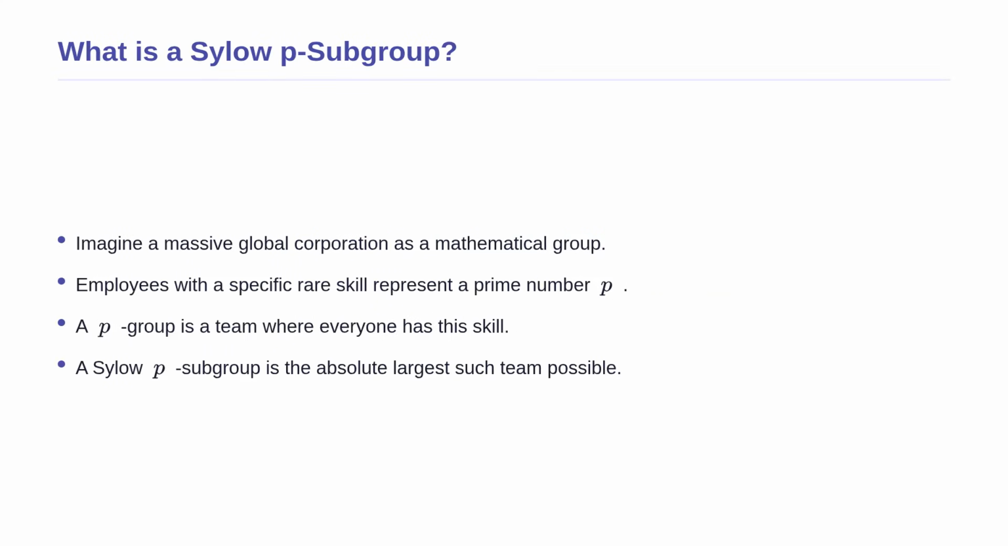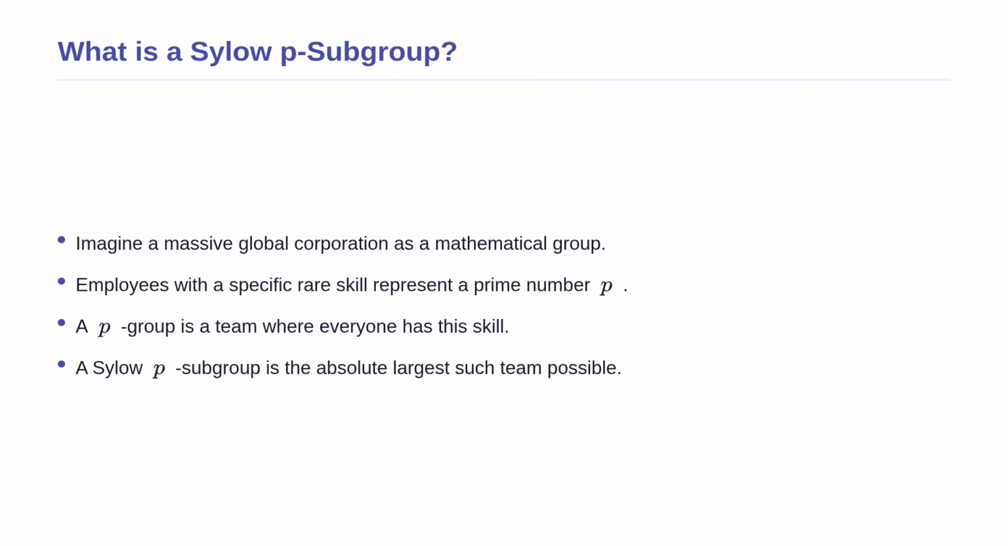Now that we are ready to begin, let us imagine a massive global corporation with thousands of employees. Think of the entire corporation as a mathematical group and the employees as the individual elements inside it. Suppose we want to form a special task force where every single member must possess a specific rare skill, like speaking fluent Japanese. We can call this specific skill our prime number, P. A team where everyone has this skill is called a P group.